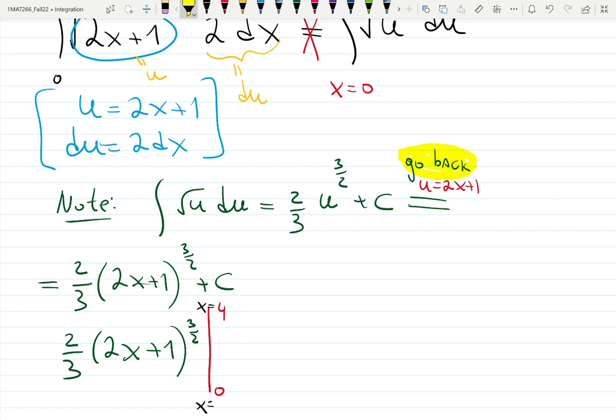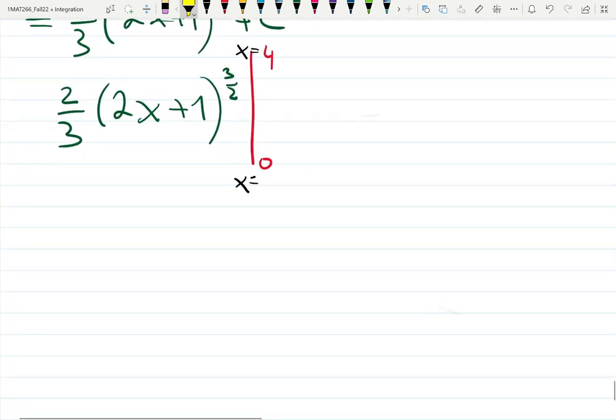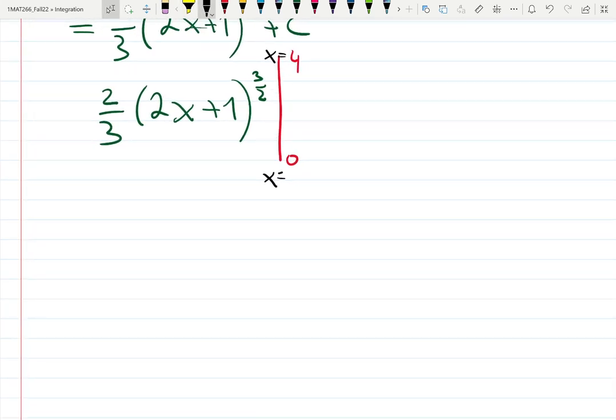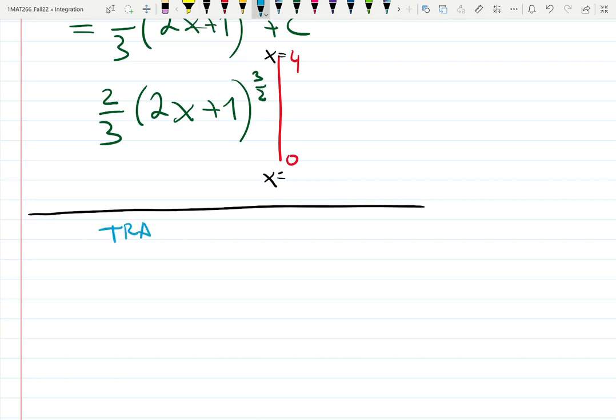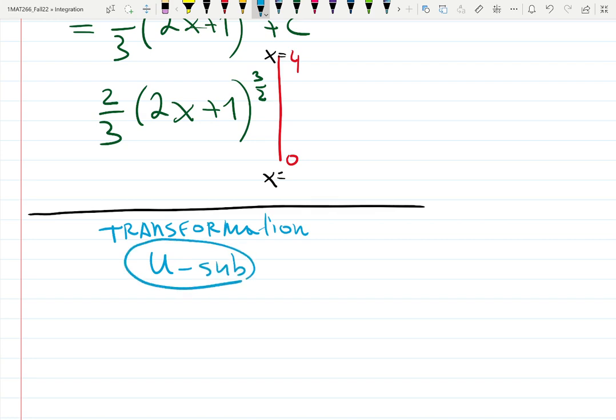Does it make sense? So many of you saw this notation before, and I do tell you, you can use both in my class. But in future classes, maybe ask the instructor just in case. Some people don't like the second way. So let me tell you about this transformation idea. U substitution is a transformation.